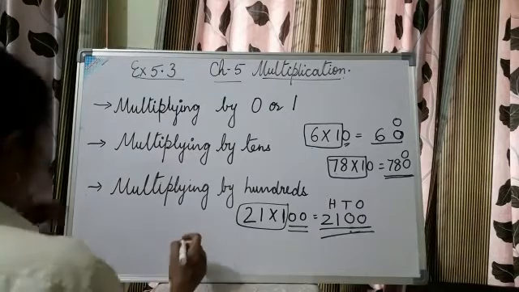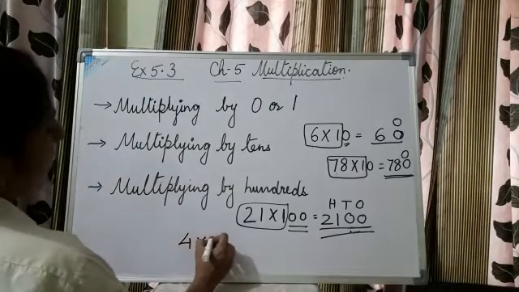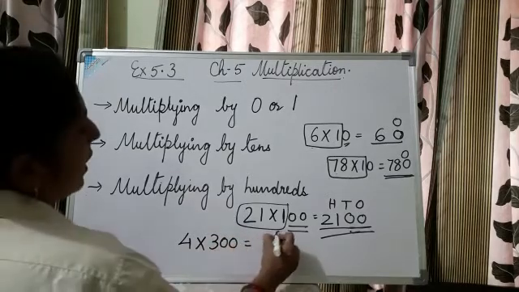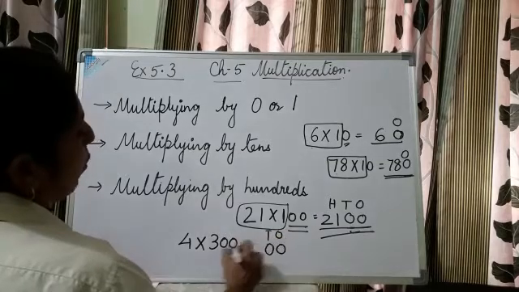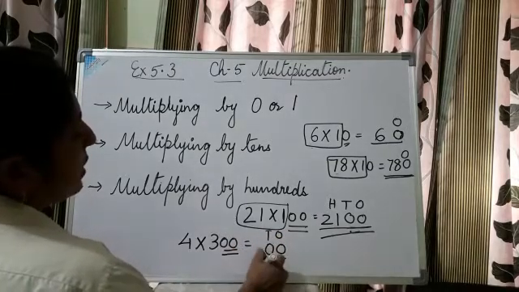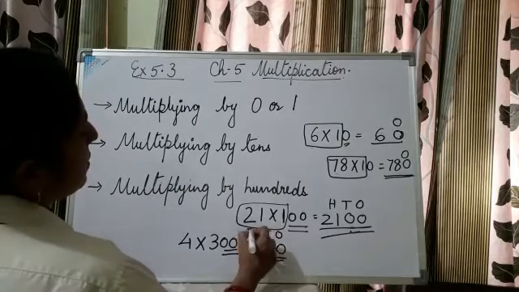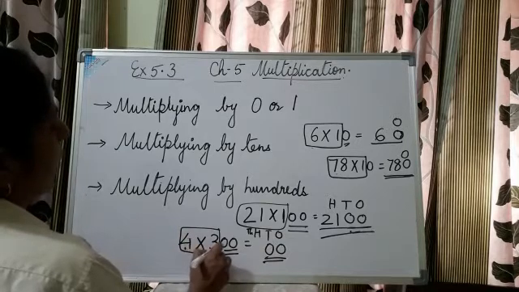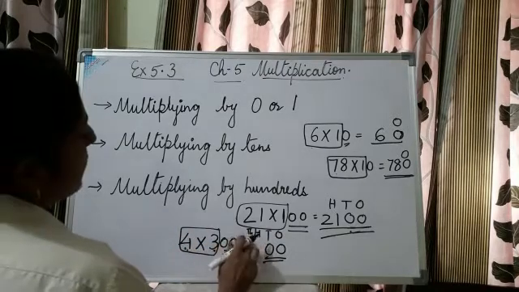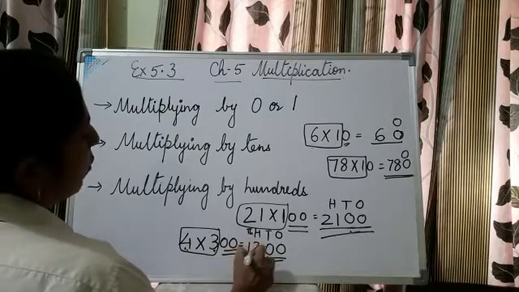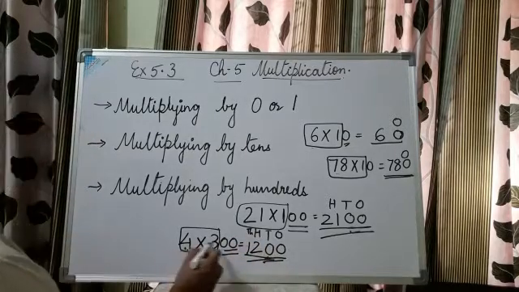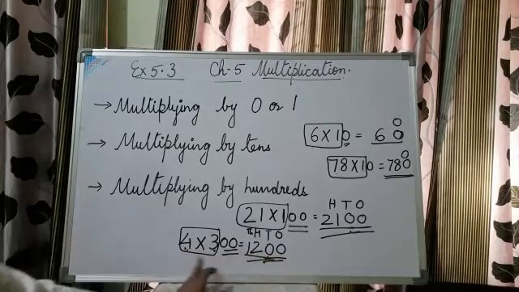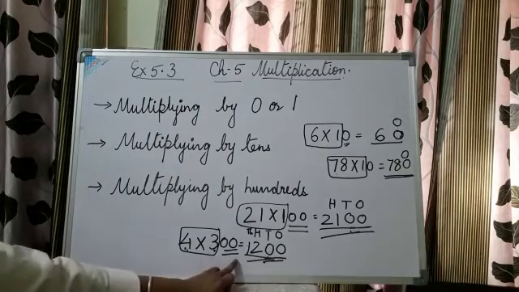Say if you have 4 to be multiplied with 300, it means in the ones and tens place you get both these zeros. Straight away you can write both these zeros, and on the hundreds place you need to multiply 4 and 3. 4 multiplied with 3 is 12. So the total product of multiplying 4 with 300 is 1200. This way you can do the multiplication straight away.